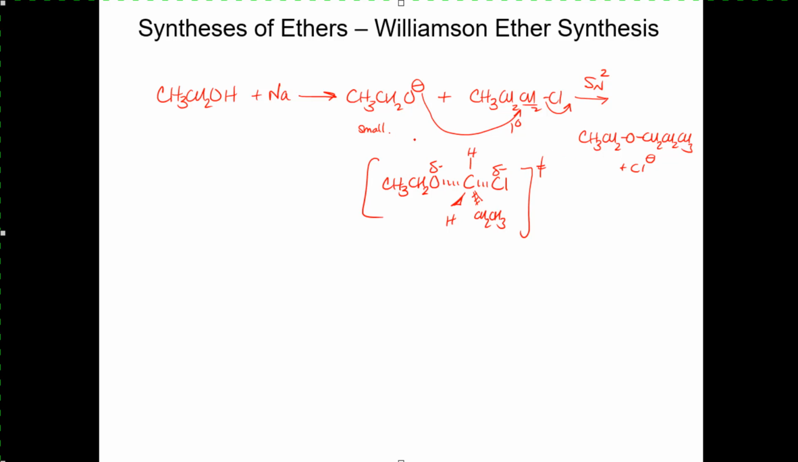Okay. So we're going to say that you can react small alkoxides with primary or secondary halides and do Williamson ether synthesis. Do the SN2 reaction to give you the ether. Okay? And that's going to be an oversimplification, but I can live with that. And hopefully you can too.